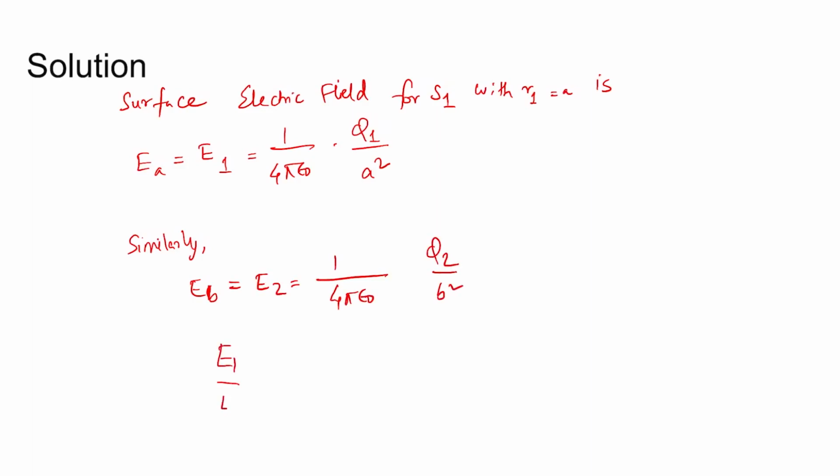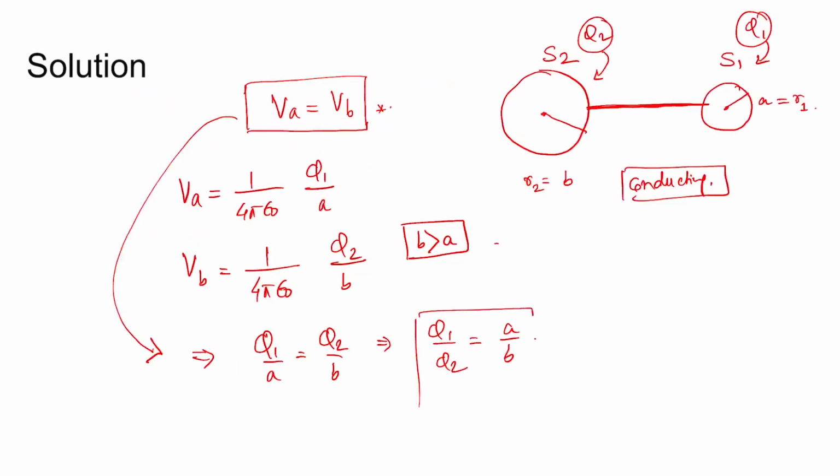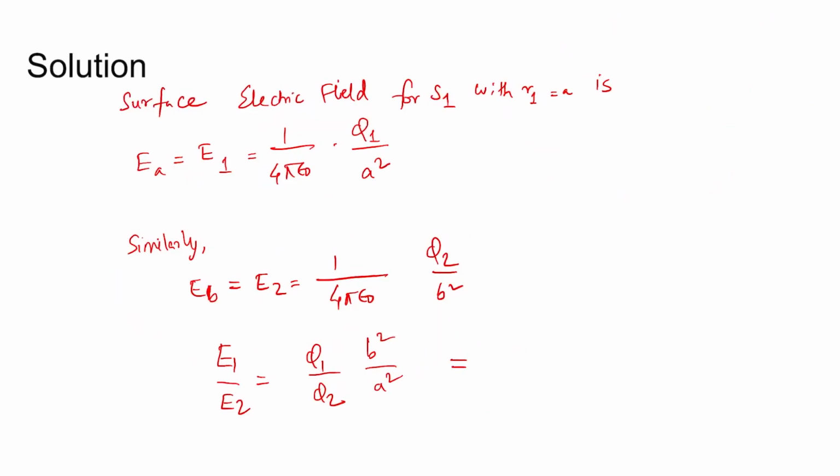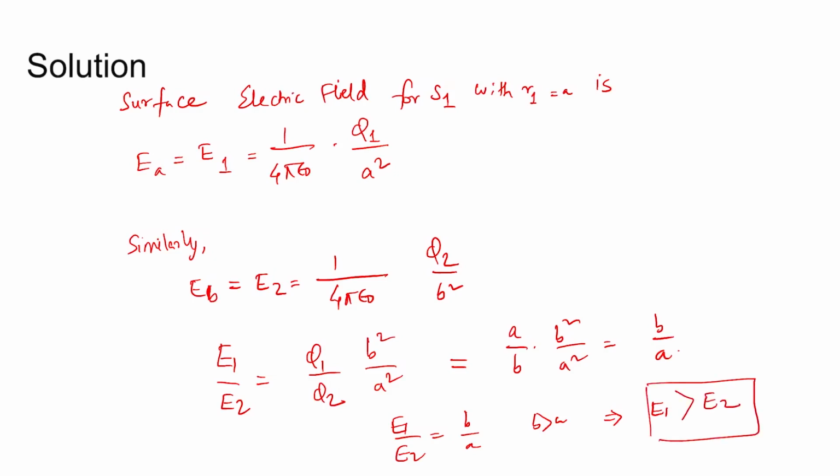So E1 by E2 is Q1 by Q2 times B square by A square, and we know Q1 by Q2 is A by B. So it equals A by B times B square by A square, which is B by A. So E1 by E2 is B by A, where B is greater than A, which implies that E1 is greater than E2. Hence we get this relationship: E1 must be greater than E2.